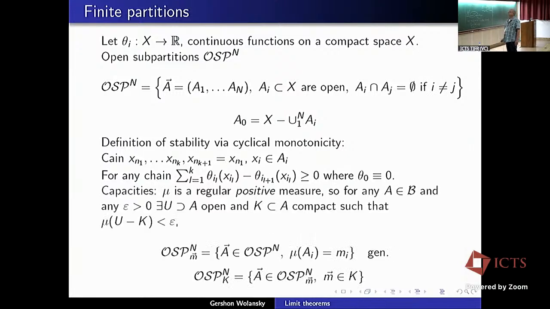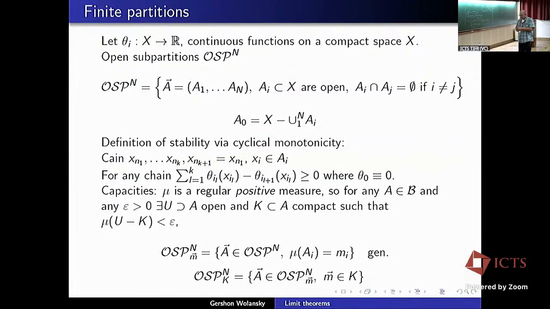So now we assign a measure. There is a capacity. So mu is a regular measure on X. What does it mean, regular measure? I'll just remind you: for any set A in the sigma algebra, for any given epsilon, there exists an open set containing A and a compact set K contained in A, such that the measure of the complement of K is smaller than epsilon. That's a regular measure. That's what we assume on mu.